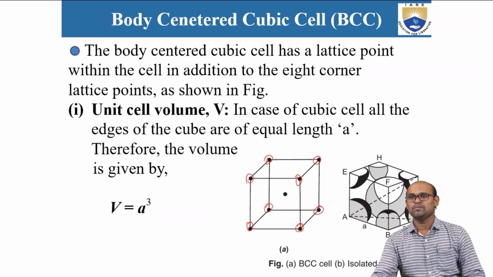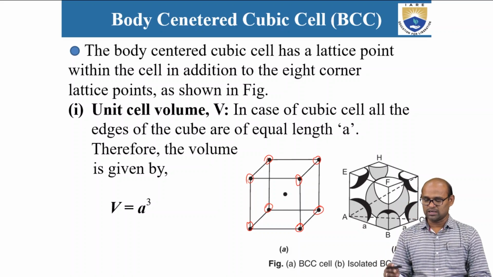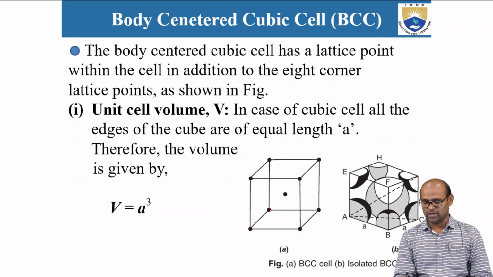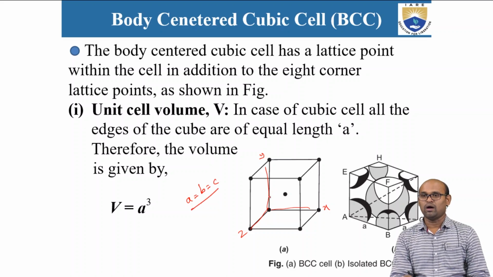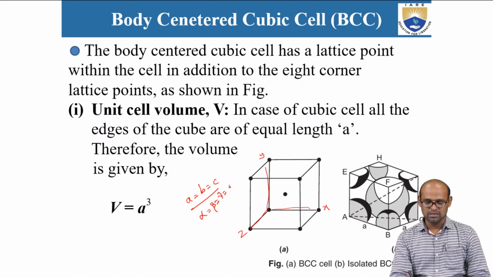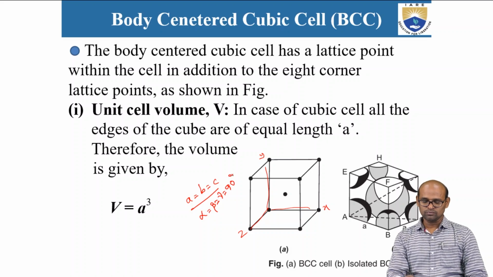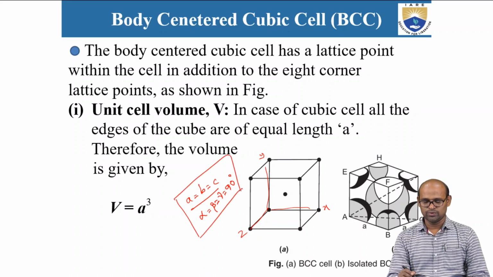In case of a cubic cell, all the edges of the cube are of equal length, a. So we know that in a cube, all the lengths along the 3 crystallographic axes, X, Y and Z, are equal. If I say this is my X axis, this is Y axis, and this is Z axis, then all the axial lengths are equal in a cubic unit cell. So a is equal to b is equal to c, and all the axes are perpendicular to each other, that is alpha is equal to beta is equal to gamma is equal to 90 degrees. So this is the condition for a cubic unit cell.